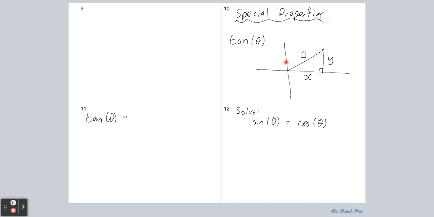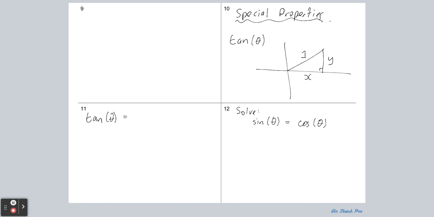So here you can see I've got tan of theta is what we're going to be looking at. And I've got my usual unit line in the first quadrant just to make it simple what we're doing here. And as usual, I've labeled the vertical distance as being y and the horizontal distance as being x. Okay, so what does that mean in terms of tan?